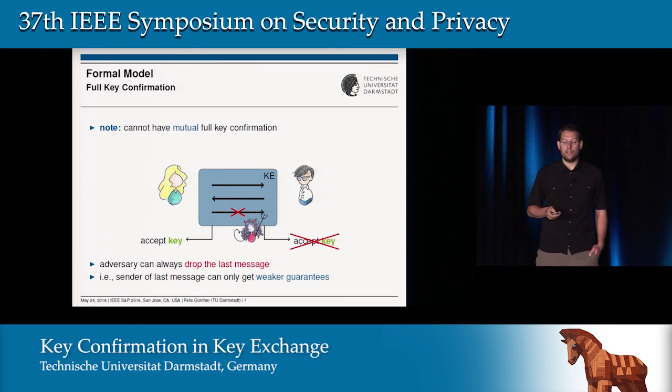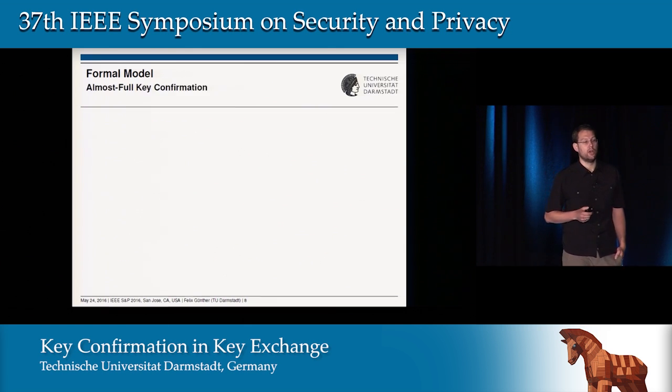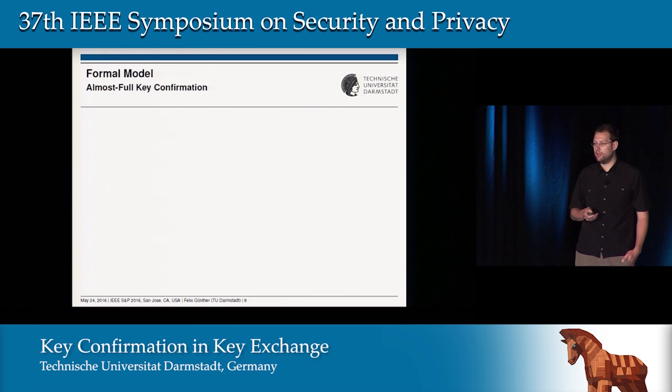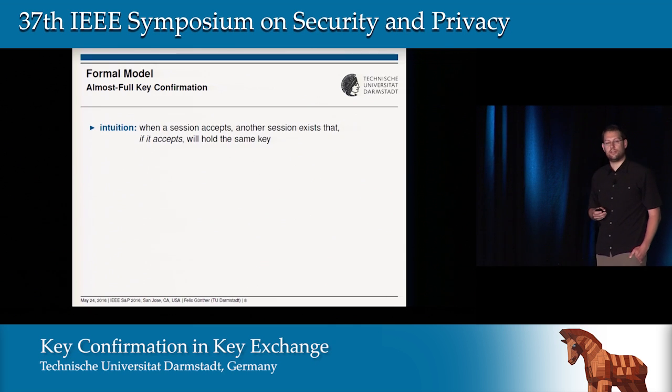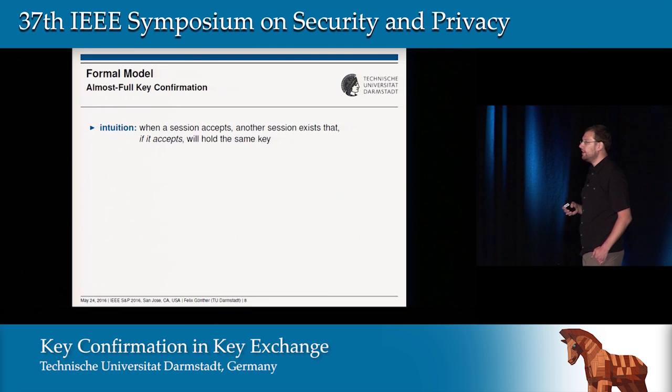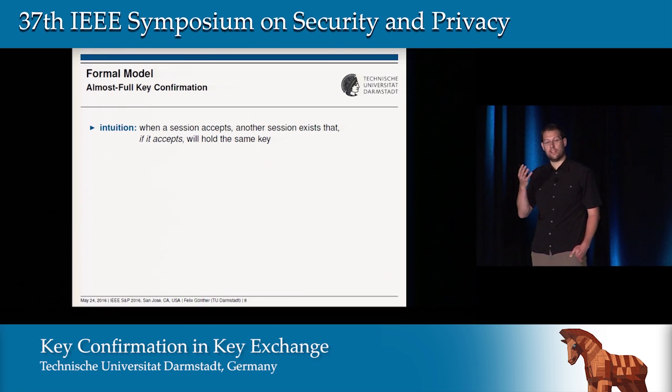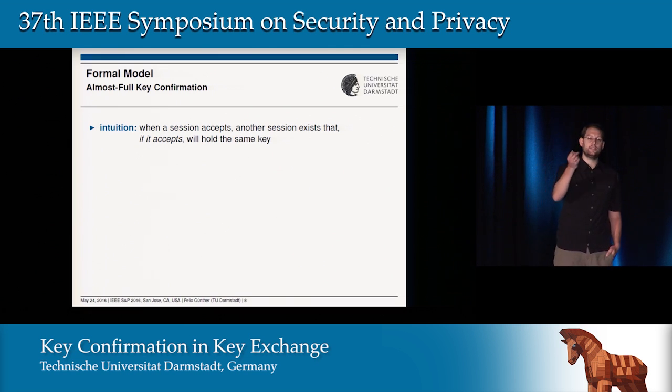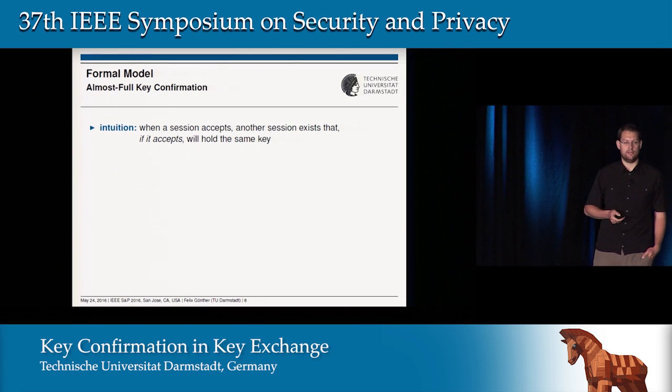And this is what we formalize under the notion of almost full key confirmation, which aims at the following intuition. The guarantee for a session is that when the session accepts, then there exists already another session that might not have accepted yet, but if it accepts, you're guaranteed already that it will do so with the same key.